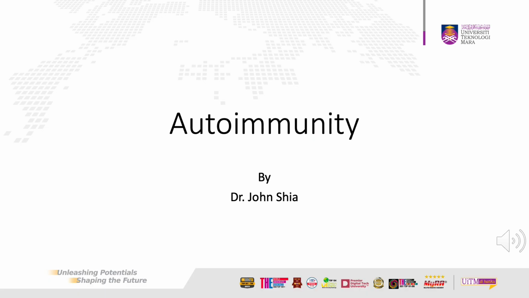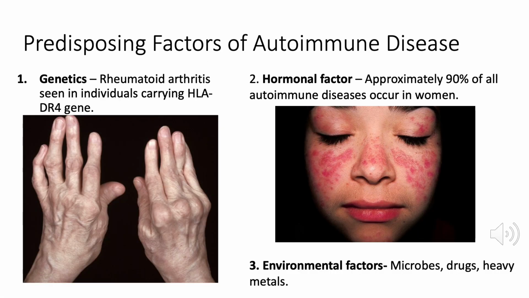Next, we shall move on to autoimmunity. The adult host usually exhibits tolerance towards self-antigens since fetal life. However, in certain circumstances, tolerance may be lost and immune reactions against self-antigens reactivated, resulting in autoimmune diseases. There are three main predisposing factors of autoimmune diseases.